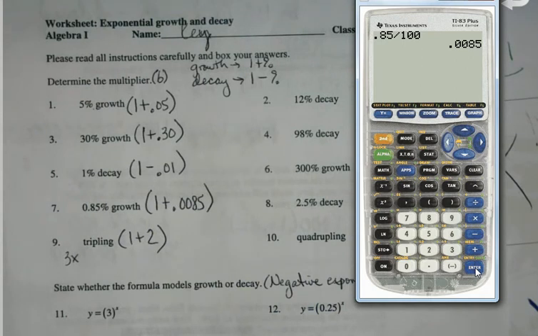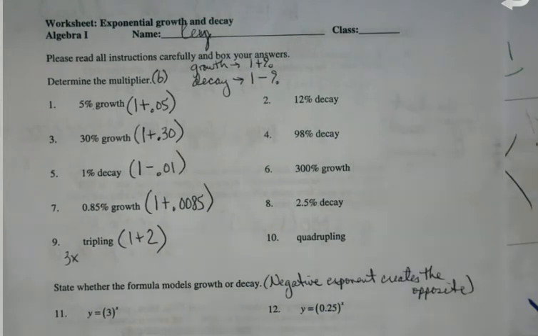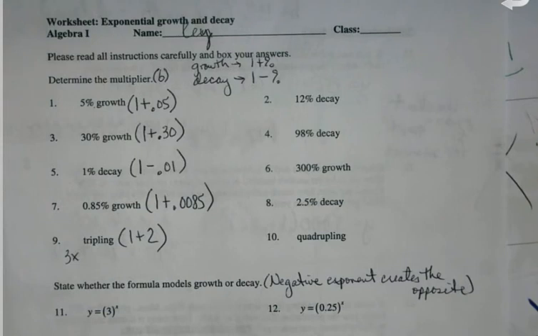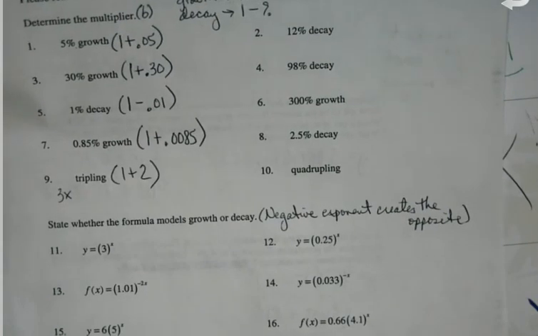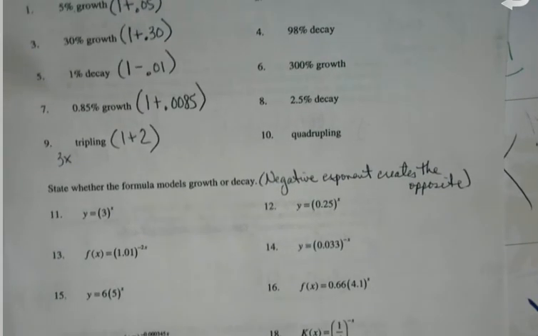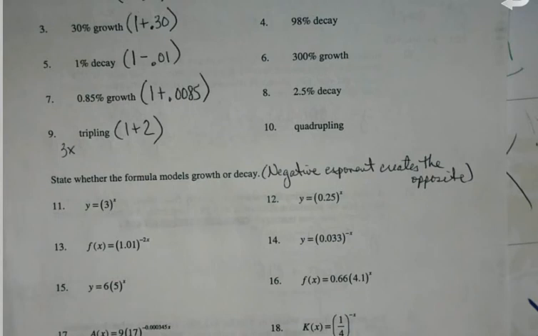The other thing, I'm going to preview this with you for tomorrow. Number 2, is number 2 going to be a plus or a minus? It's minus, but I got 0.12. What about number 6? Would it be 1 plus 3? It would. Nicely done.